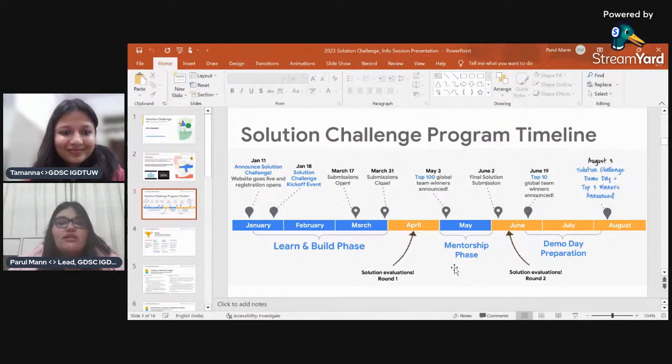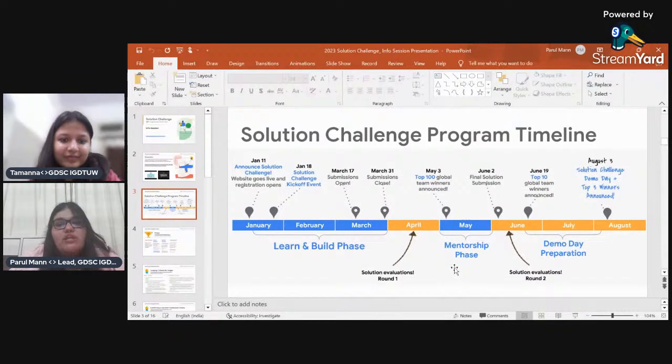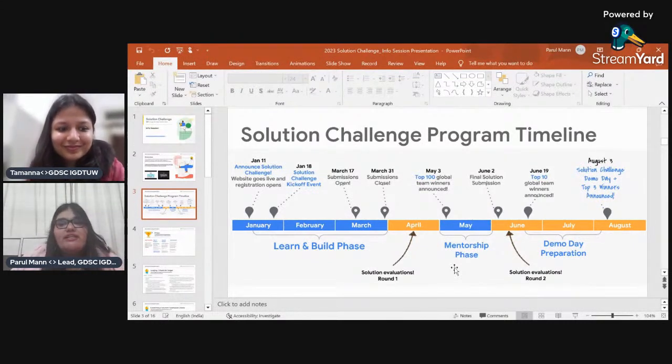Then on May 3rd, the top 100 global team winners will be announced. And throughout the year, slowly there's going to be a demo day, and the winners are going to be announced in June. A demo day is where you're going to be presenting your solution to the world. It's a big, big platform. We'll get to it later in the PPT.